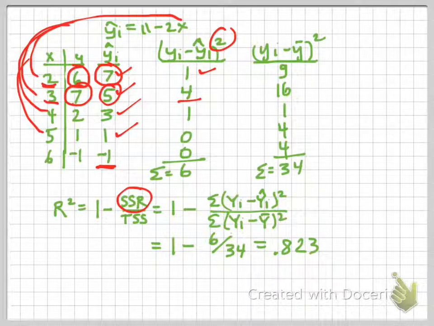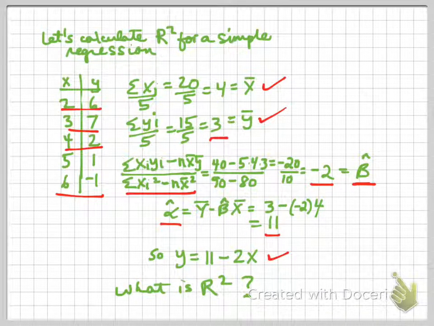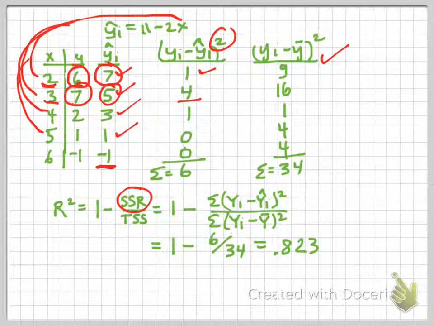So we're also going to calculate the total sum of squares. So yi minus y bar, we calculated y bar on the earlier screen. You'll remember y bar was equal to 3. So if y is equal to 6 in the first observation, 6 minus 3 is 3, 3 squared is 9. When y is equal to 7 in the second observation, 7 minus 3 is 4, 4 squared is 16, and so on. So we get a total sum of squares of 34 when we add all those up.